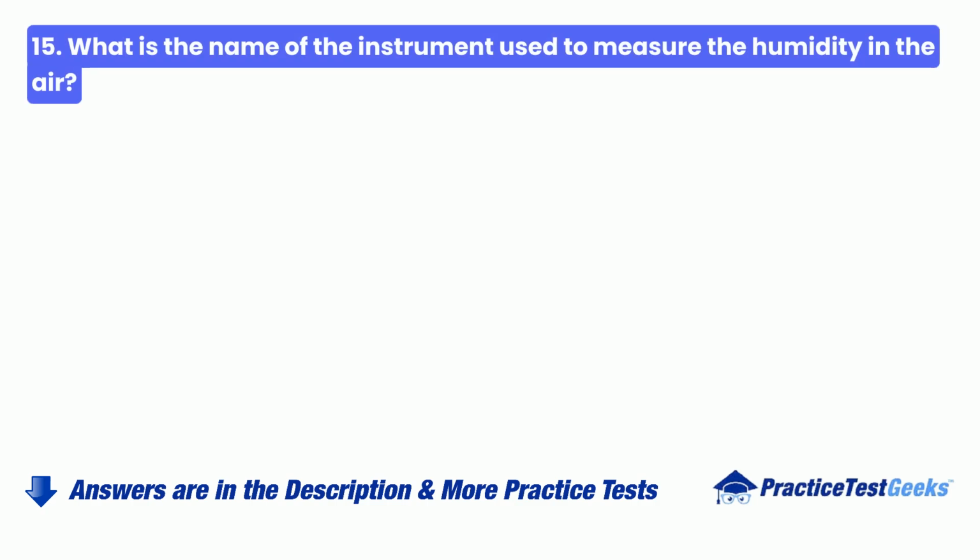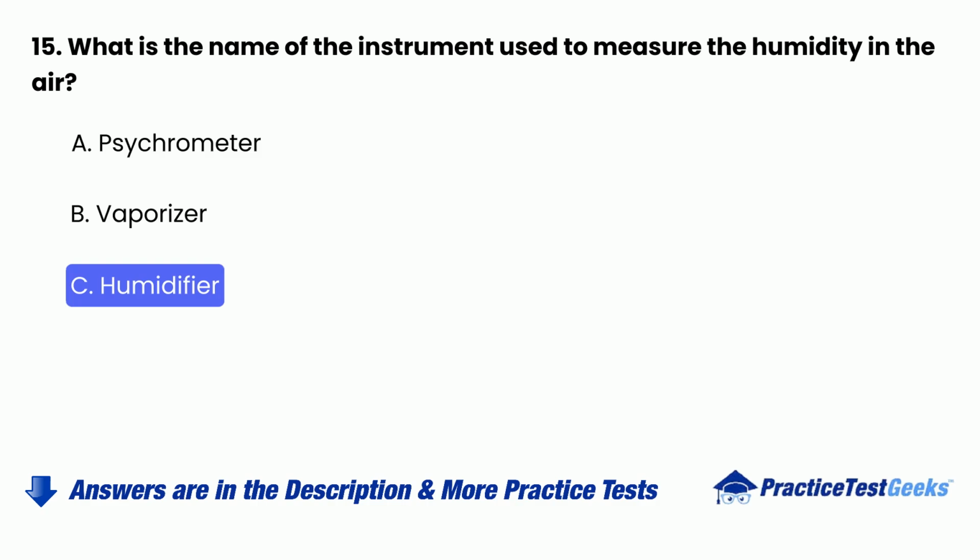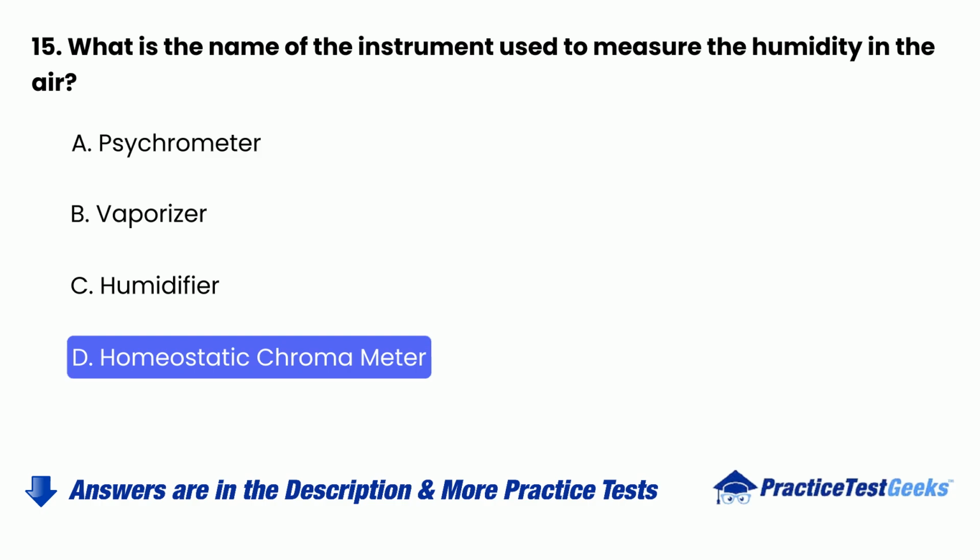(15) What is the name of the instrument used to measure the humidity in the air? A. Psychrometer. B. Vaporizer. C. Humidifier. D. Homeostatic chromometer.